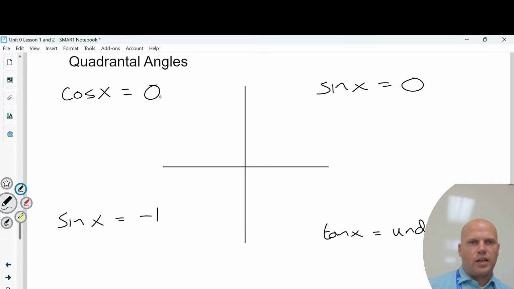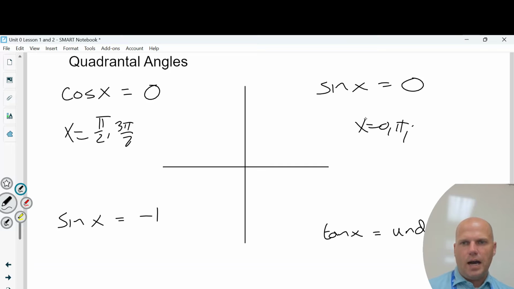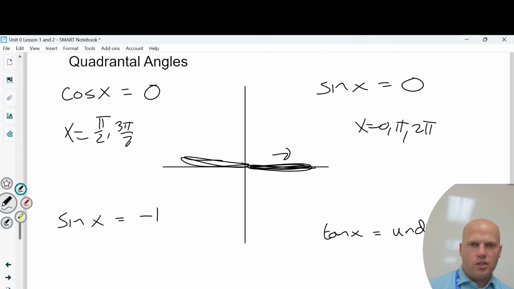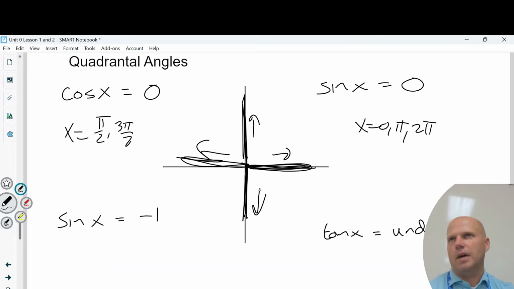When is the horizontal length 0? Pi over 2, 3 pi over 2. When is the vertical length 0? 0, pi, 2 pi. Remember, like here, it's just to the right. Here is just to the left. It's not up or down at all. Here, we're just up. Here, we're just down. If you want to go to the points, that's fine. I don't like doing that, but of course you can.